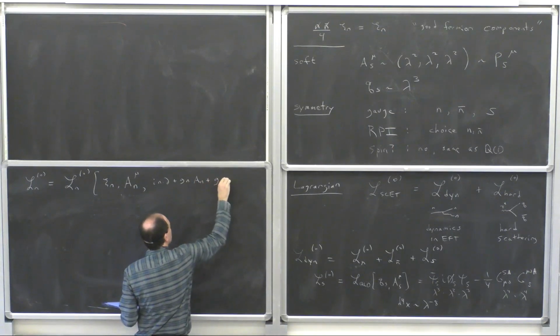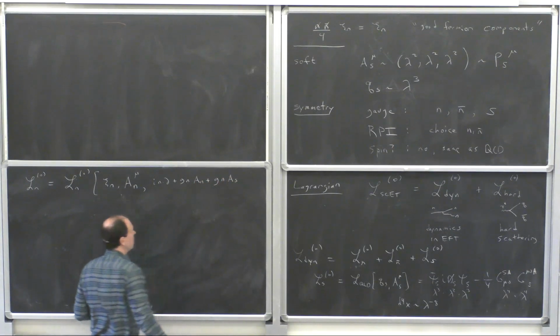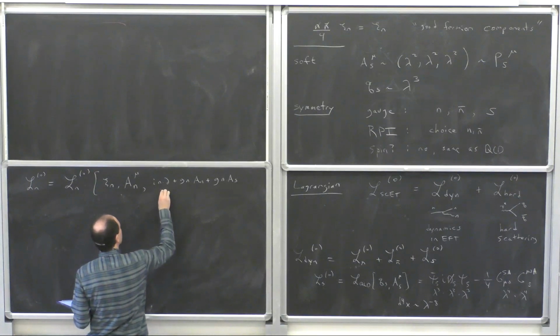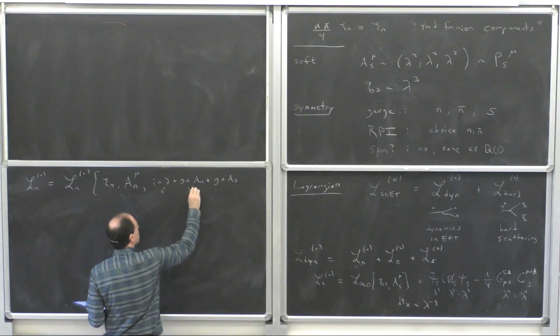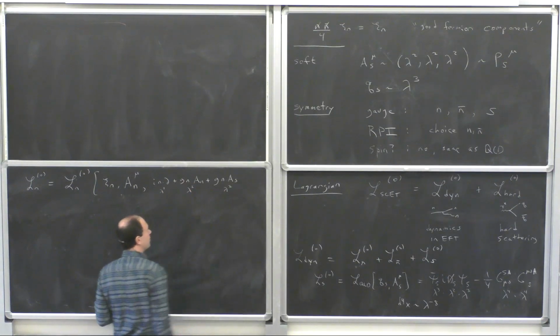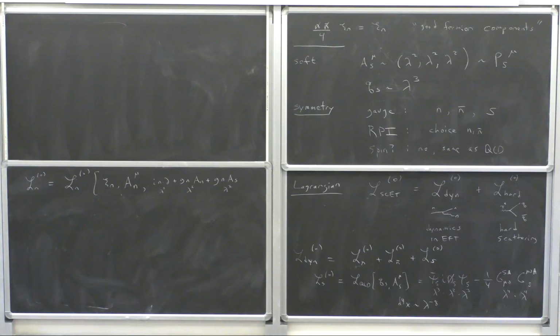When I look at the n component, the derivatives are order lambda squared, and the gauge fields are both order lambda squared. The n dot A_n was order lambda squared, and the n dot A_soft was order lambda squared. So it can depend on the sum like that.